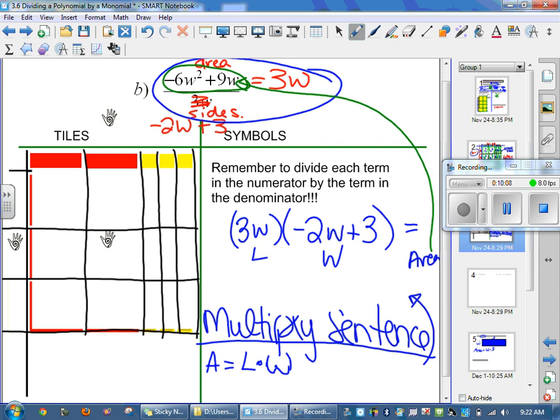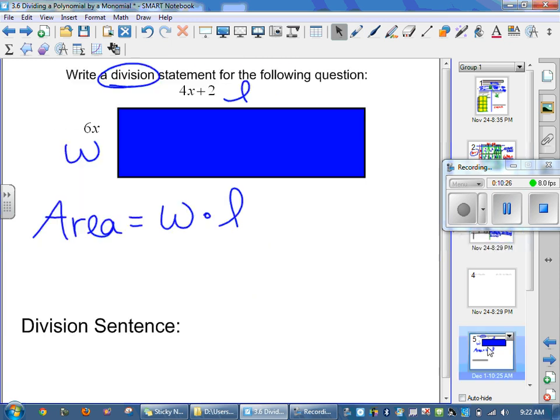Okay? So using these diagrams, you can draw multiplication sentences, or you can draw division sentences. This is a division expression, or division sentence. This is a multiplication sentence. They're different. All right, let's move on. What if they give you a diagram and you want to find area? And again, it's saying write a division sentence for that.